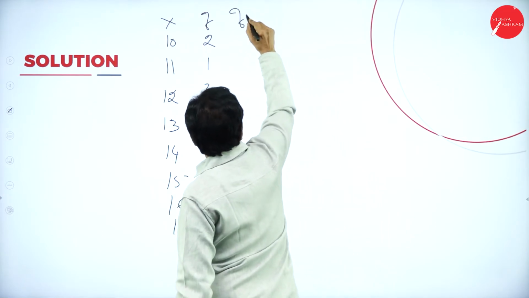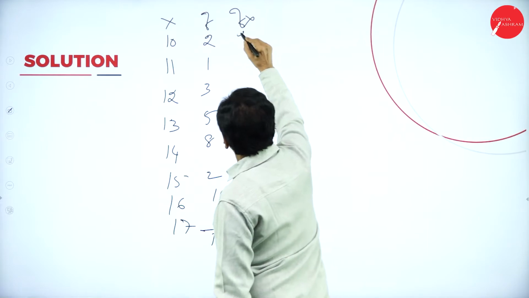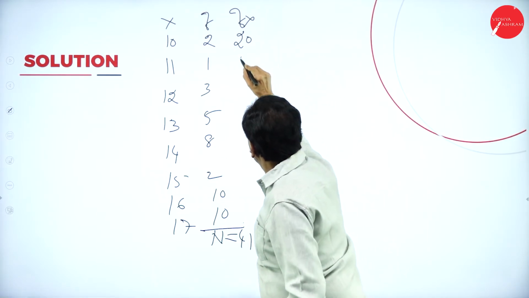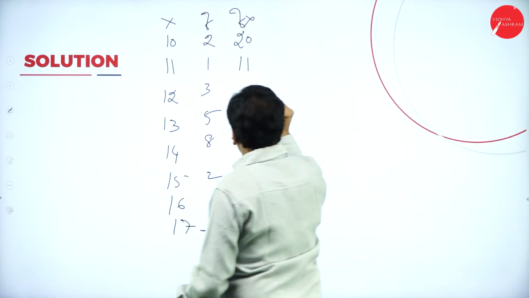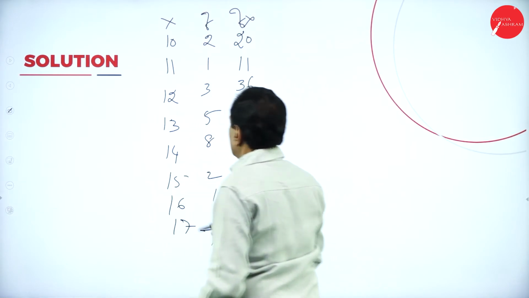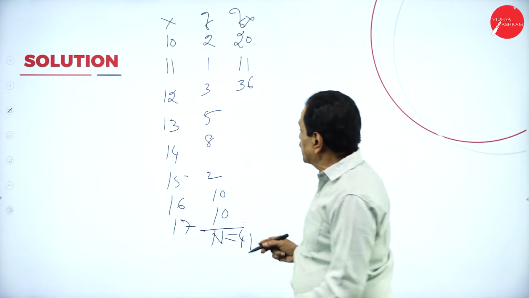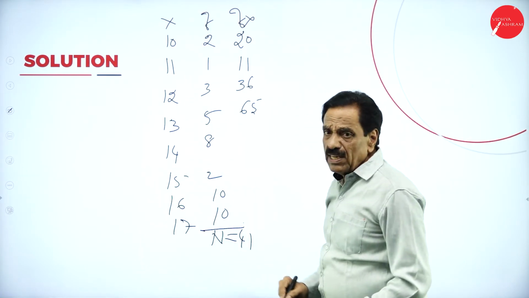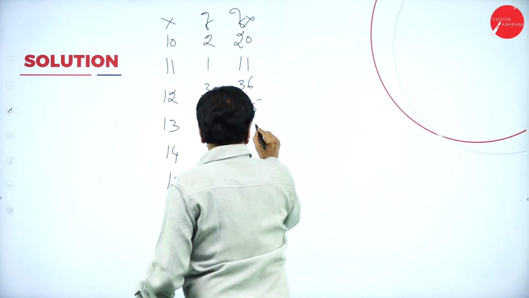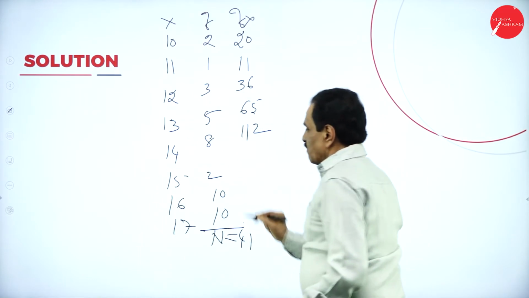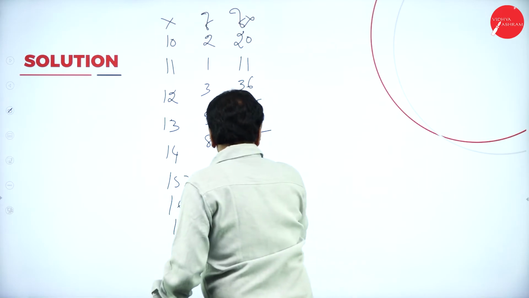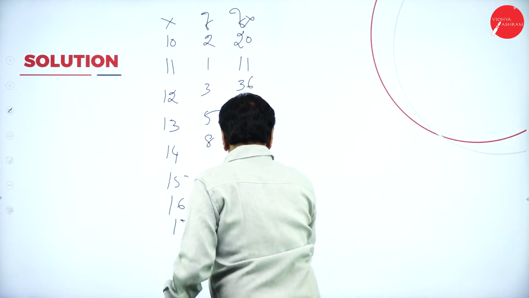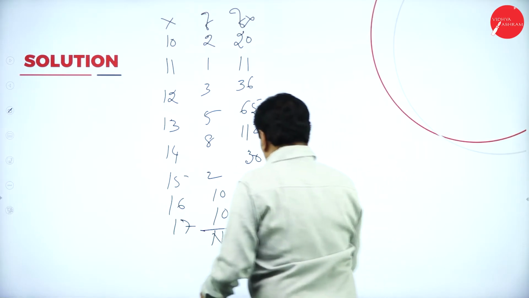Fx. 10 into 2, 20. 11 into 1, 11. 12 3s are 36. 13 into 5, 65. 14 into 8, 112. 15 into 2, 30. 16 into 10, 160. 17 into 10, 170.